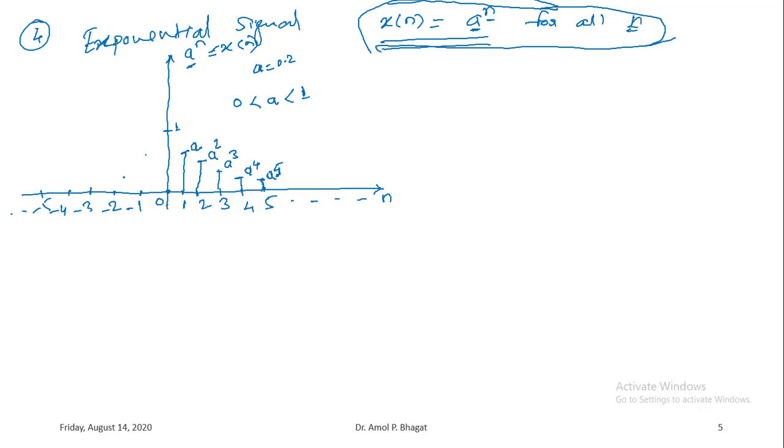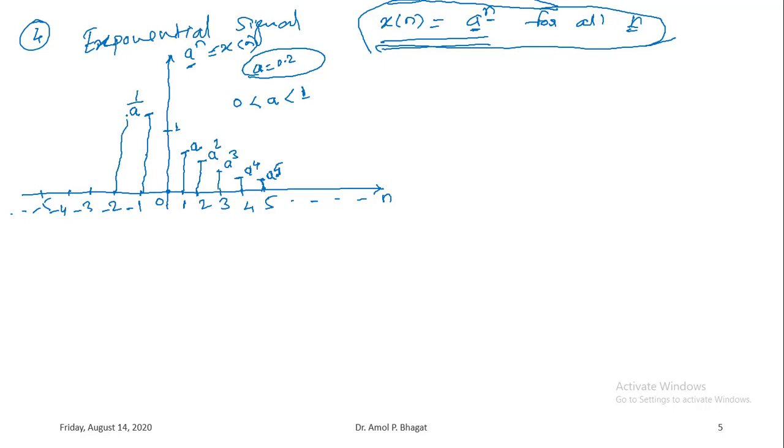Okay, so how will it look? When I am substituting the value of n equal to minus 1, it will obviously be greater. It is basically a inverse, or you can say 1 by a. So in our case it will be 1 upon 0.2. So what is the value of 1 upon 0.2? It will be greater than 1.